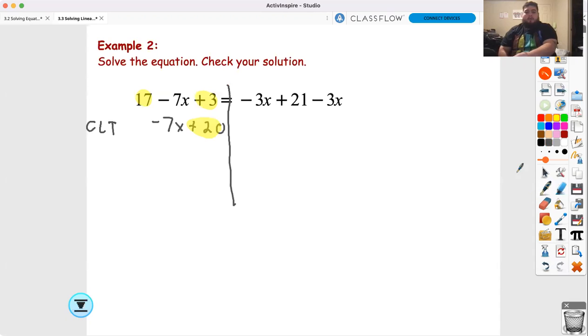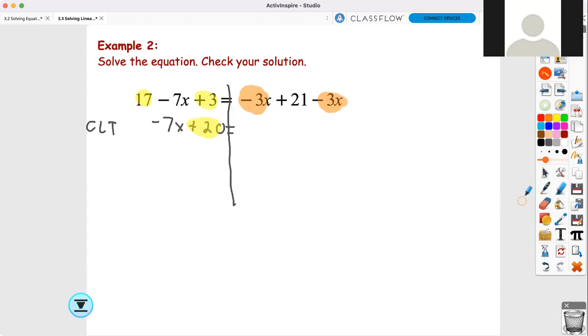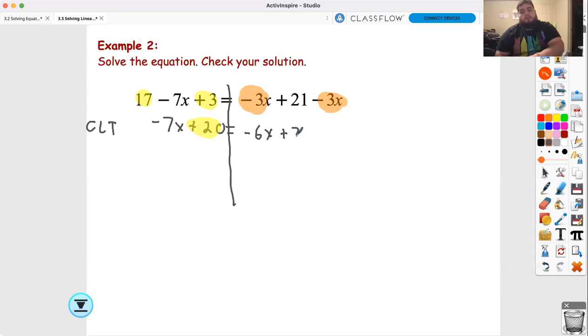All right, what about the right side, class? Any like terms on the right side? -3x. What's -3x take away 3x? -6x. Bring down the plus 21.